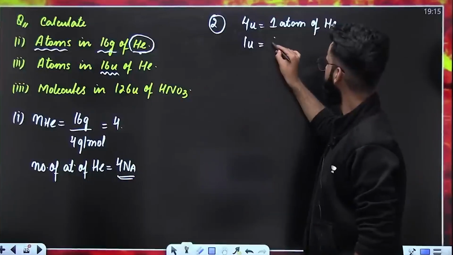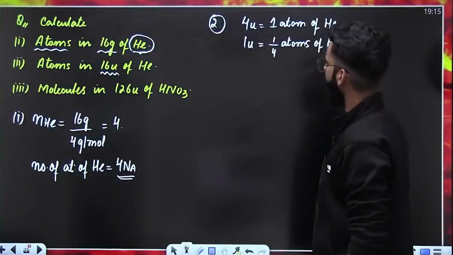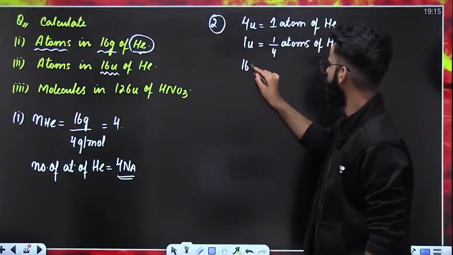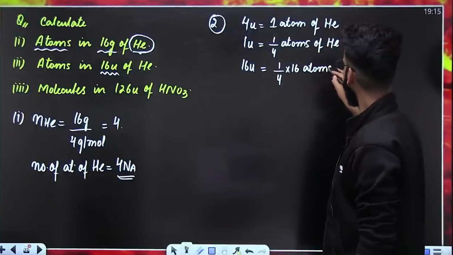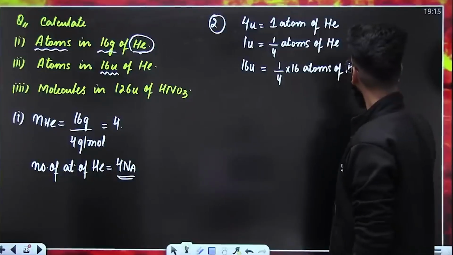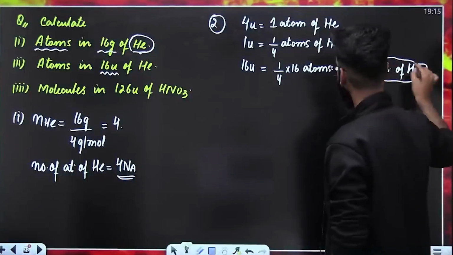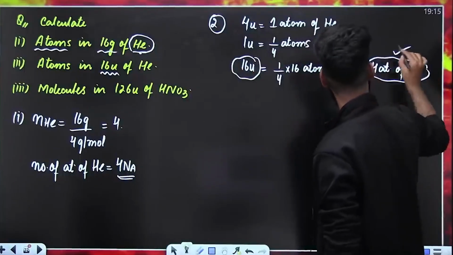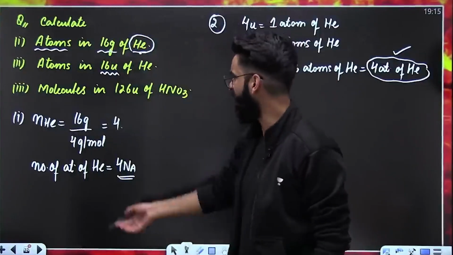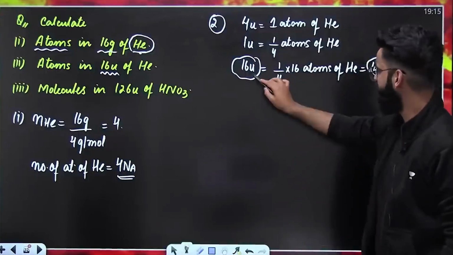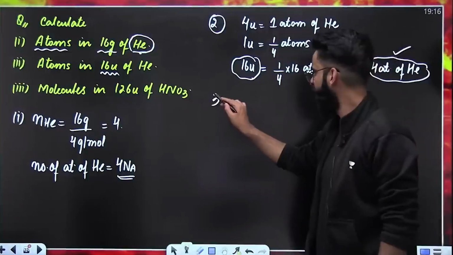So 1 U will be the mass of 1 by 4 atoms of helium. And how many U are we given with? 16U. So 16U will be 1 by 4 multiplied by 16 atoms of helium, which comes out to be 4 atoms of helium. Correct? So as per the question, 16U of helium means 4 atoms of helium. Isn't it simple? That's all. We were supposed to check how many atoms are there in 16U of helium. So in 16U of helium, there are 4 atoms of helium. Nothing else. Again, simple.